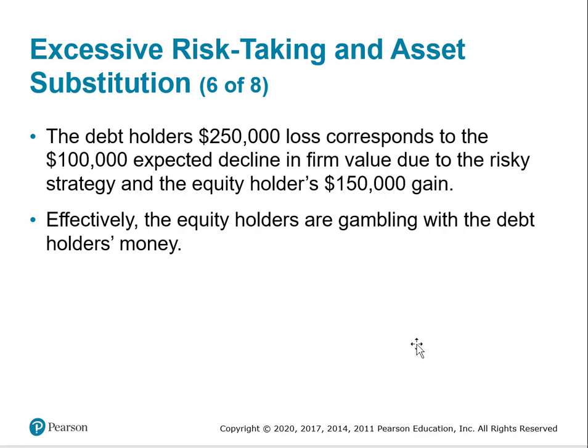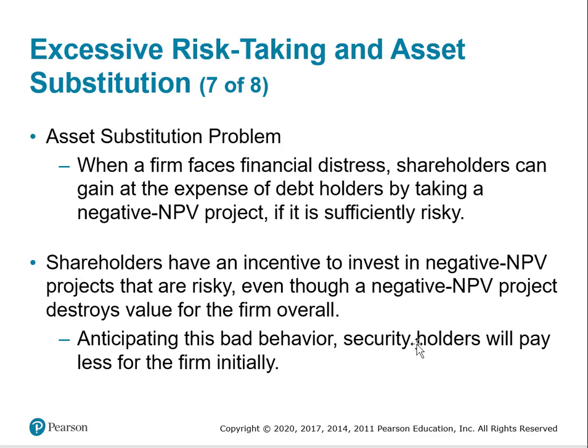So the debt holders' $250,000 loss here corresponds to the $100,000 expected decline in firm value due to the risky strategy and the $150,000 gain. So effectively, what's happening here is when we're talking about taking some excessive risks, and asset substitution, the equity holders are essentially gambling with the debt holders' money. Because you remember, if they do nothing, they're going to get nothing. So they have to do something, and this risk-taking may provide them with this extra value.